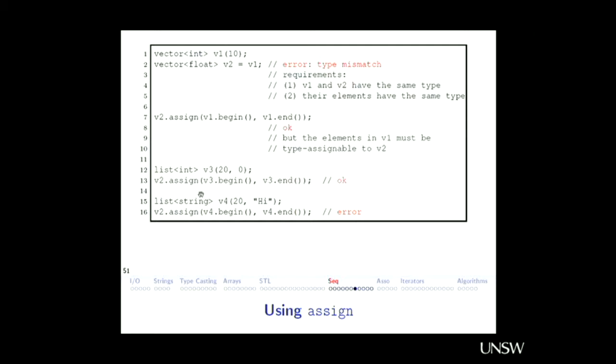But we can't do line 15 and line 16. We can't create a list of strings, 20 strings all saying hi, and assign them into the vector v2, because we can't typecast from the string to the float. Remember that v2 was a float, and this v4 is of type string. You cannot do that because that doesn't make any sense. Into the float was fine because you can typecast that way. You cannot do string to float; there's no definition of what that typecast is. So even using the dot assign, you would have a problem.